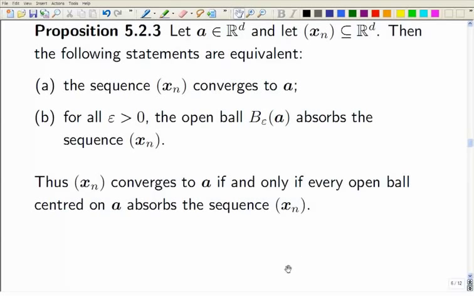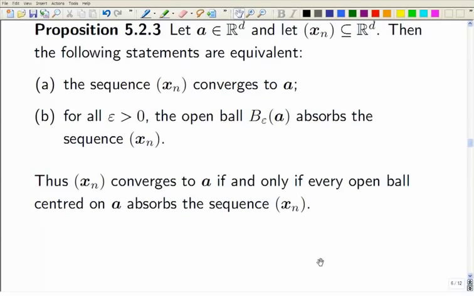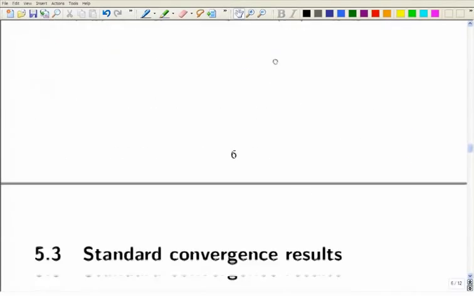Okay, I think that's probably enough about absorption for now. We'll come back to it in chapter 9, and there's lots of stuff on the question sheets.